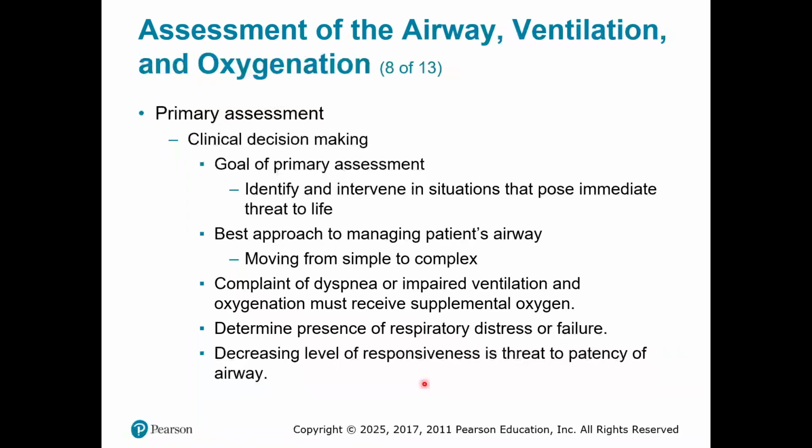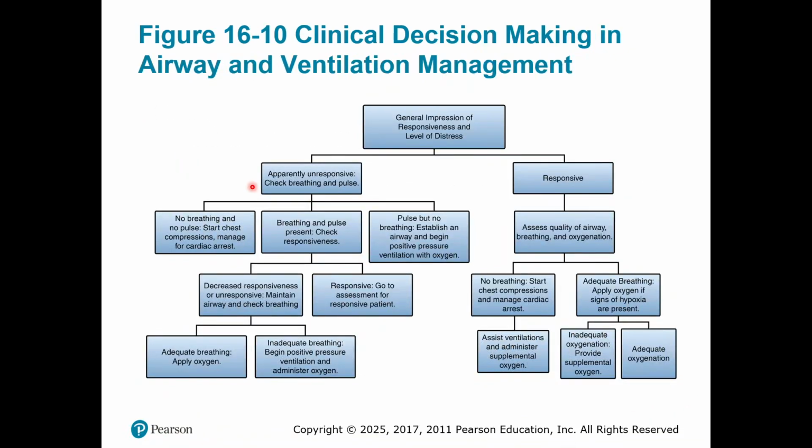Decreasing level of responsiveness is a threat to the patency of the airway, and it is. Anytime you assess a patient with an altered mental status, you cannot turn your back on that airway. So here we have a clinical decision-making chart. Look, like when you go to responsive, there's a lot less. Look up here, though. Apparently unresponsive. Look at all the decisions that need to be made on this.